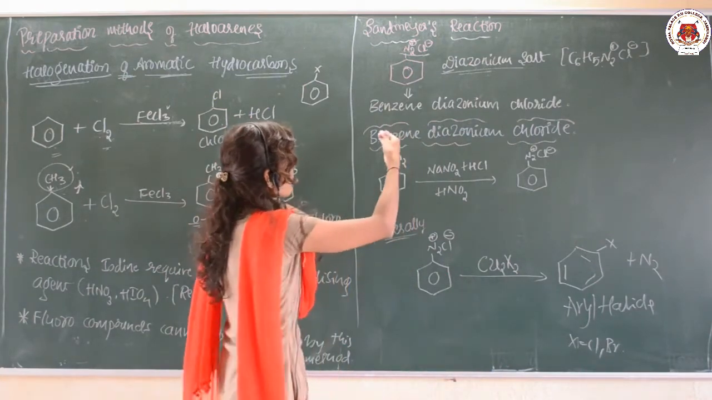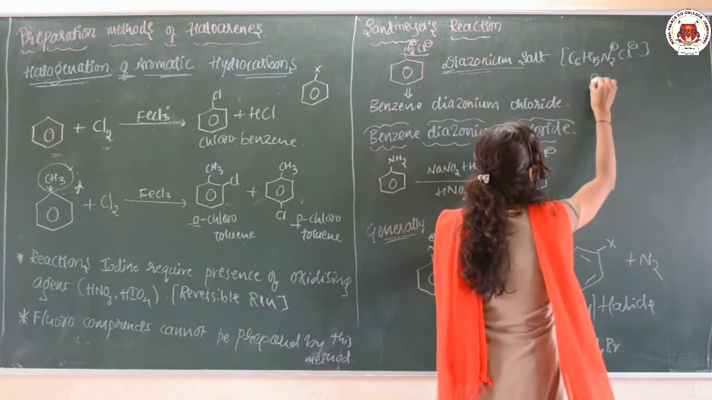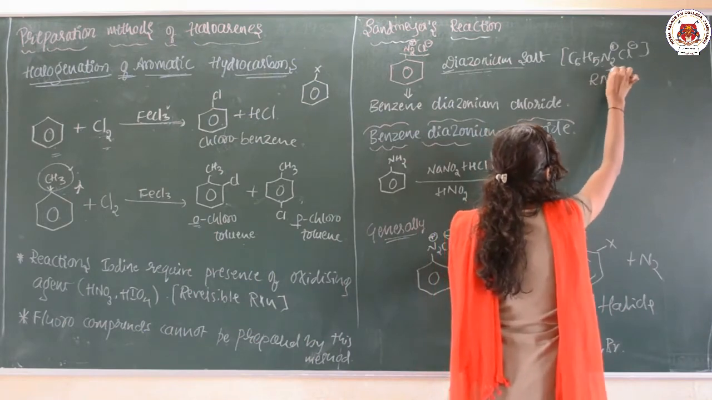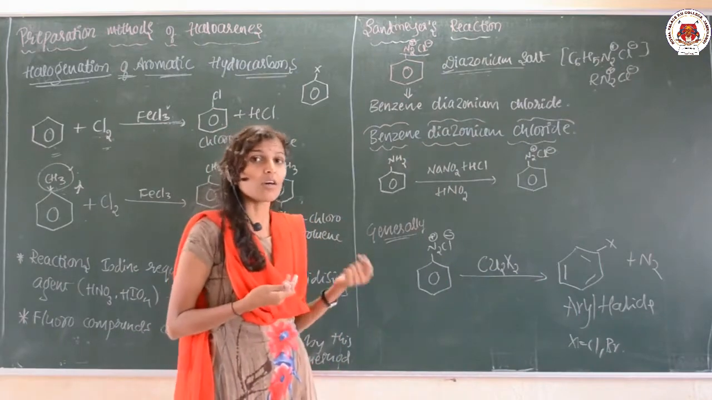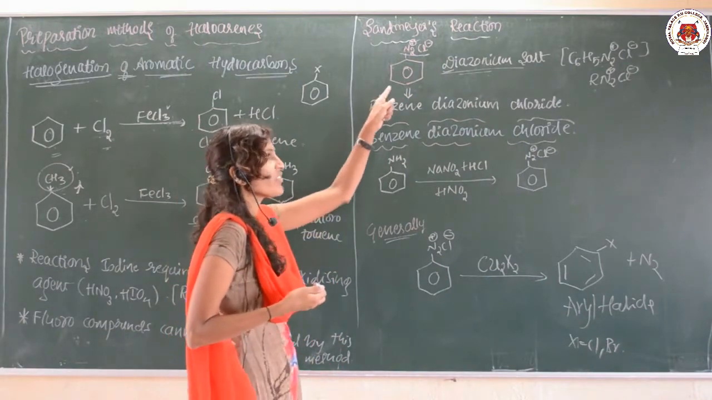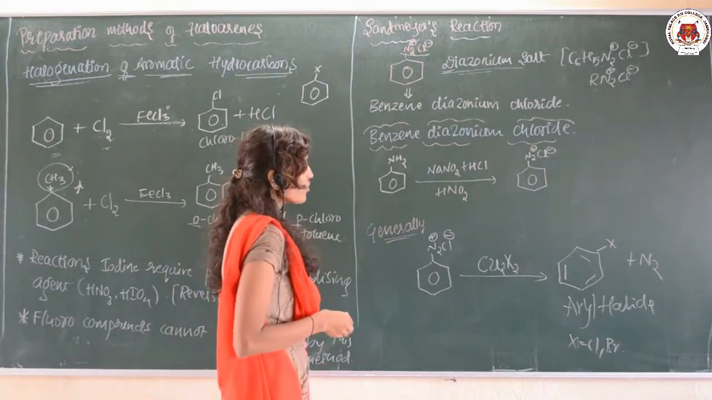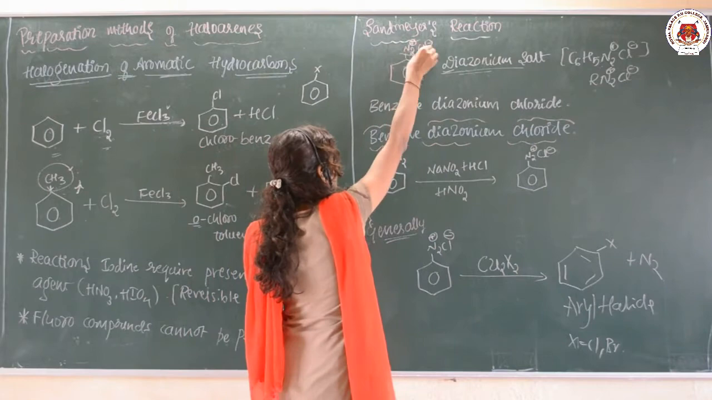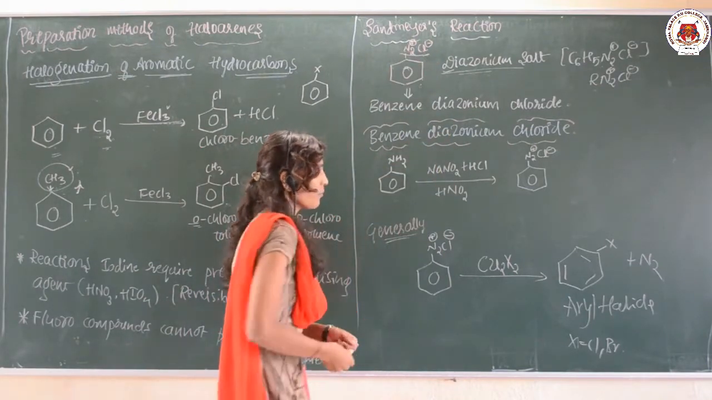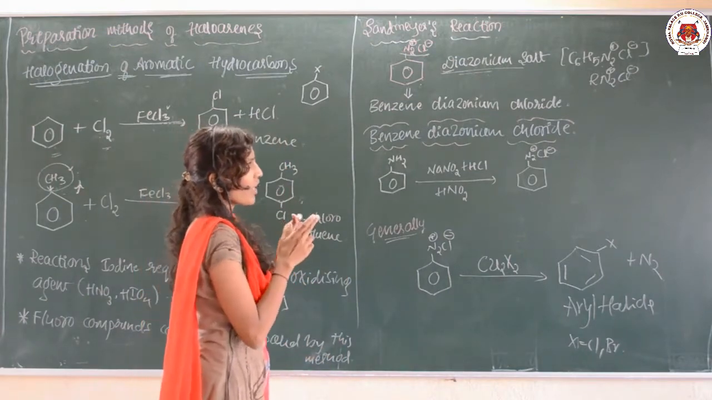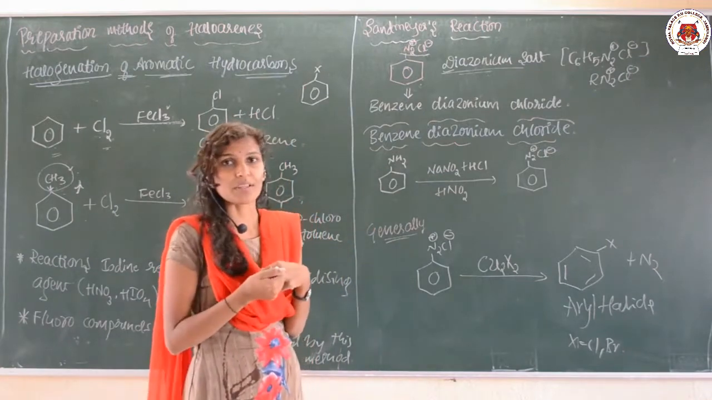Generally, if I write R, you can write it as RN2 plus Cl minus. Here R may be alkyl or aryl. So we are taking the benzene ring here in the case of R. What will be the name of that one? This is benzene diazonium chloride. Okay. So by using benzene diazonium chloride, we want to prepare the haloarenes.